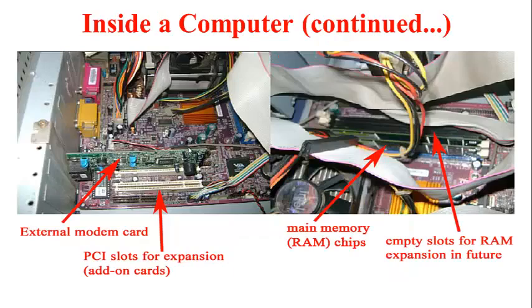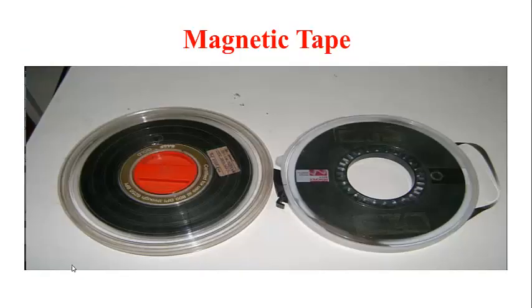Here are 2 more pictures of the same computer. Here we can see an external modem card as well as empty PCI slots. PCI is a bus technology which we will learn in the later part of the course. In the right hand side picture here, we can see main memory chips or RAM, and there are also some empty slots in this particular computer for adding additional memory. Here is an IO device which you have probably not encountered, magnetic tape, which is used for backup purposes.